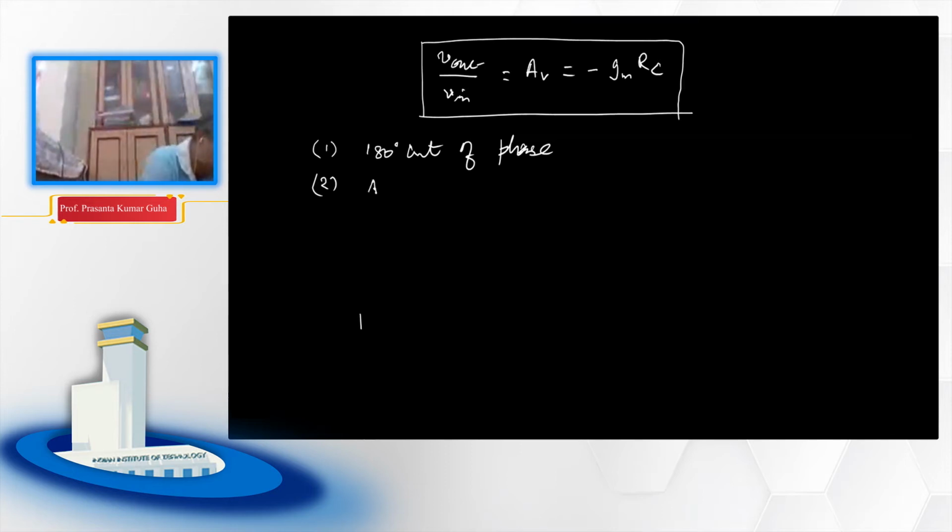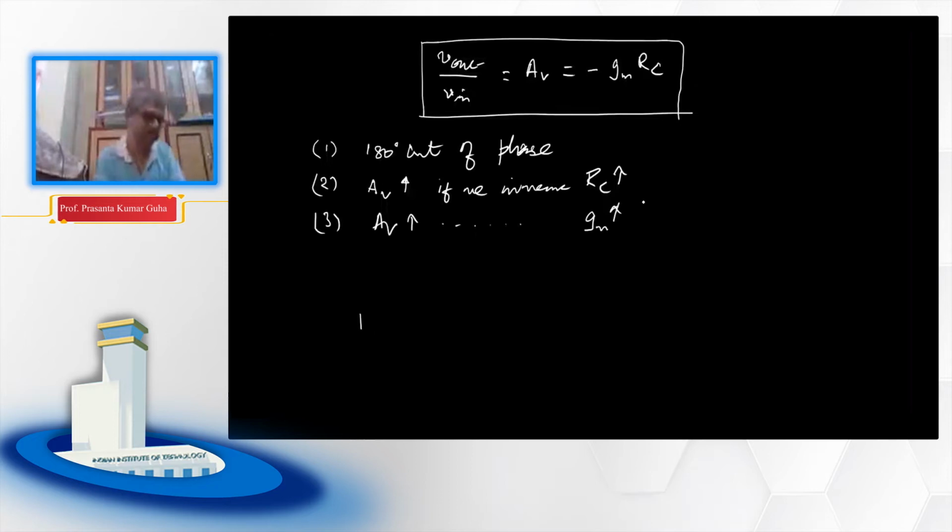Another point to be noted is AV increases if we increase RC. Third point I would like to make, AV will increase if we increase GM. By increasing GM, because you see GM is basically ICQ over VT. Remember, yesterday we calculated GM is equal to ICQ over VT. So if that is the case, the way we can increase GM is by increasing ICQ.